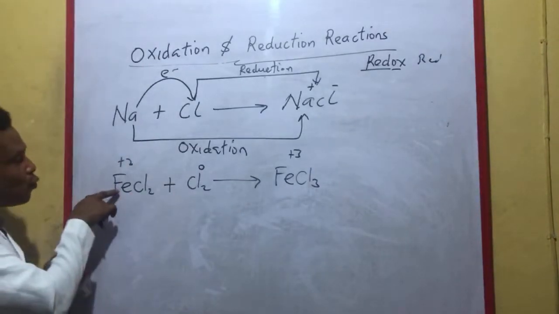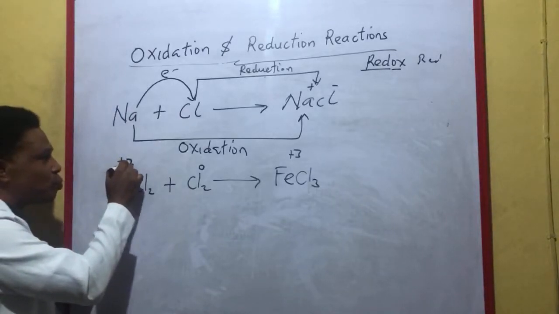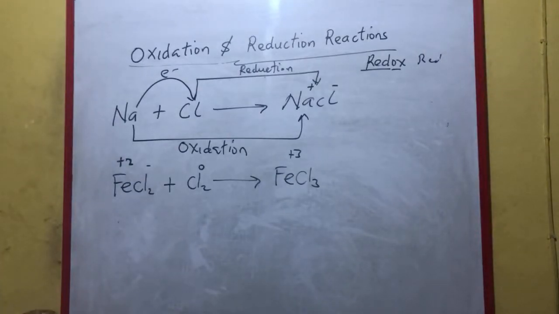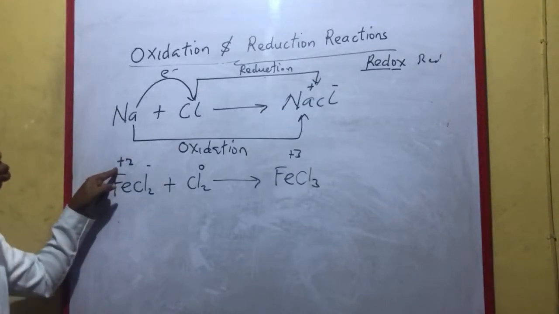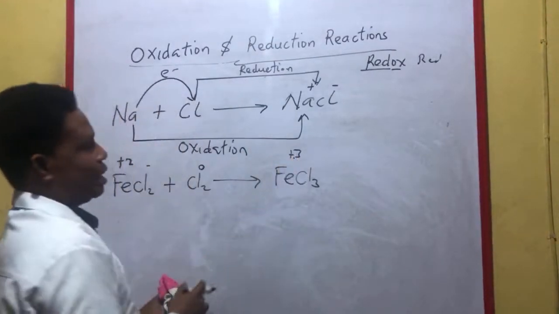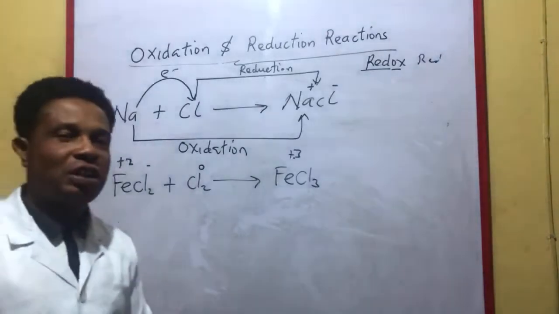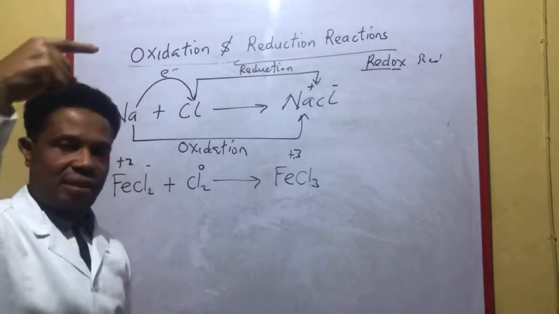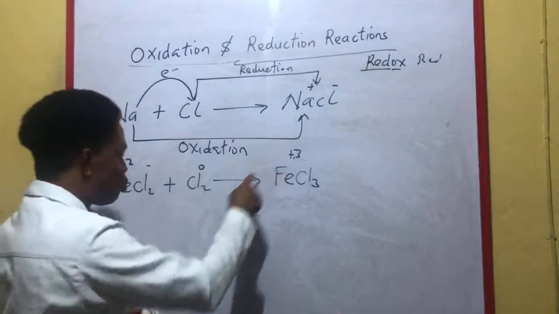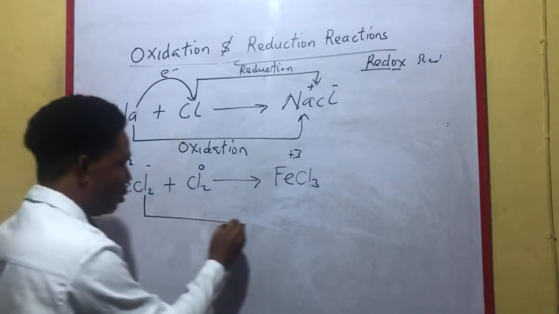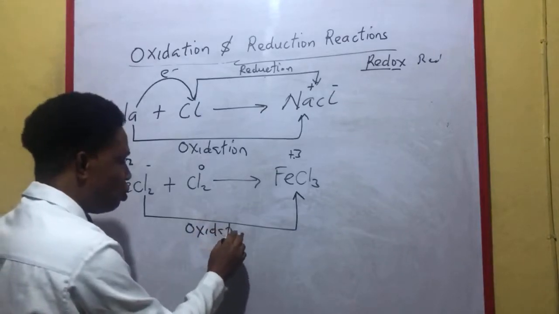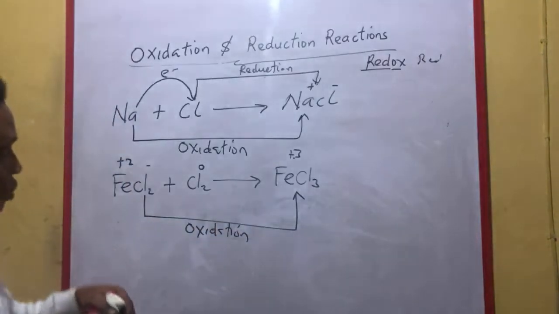But the oxidation number of iron here is plus 2, while that of chlorine here you can see is minus. Okay, but iron is plus 2. So iron is going from plus 2 to plus 3. And we said that oxidation is an increase in oxidation number. So there is an increase here. It's going from plus 2 to plus 3. So I can say that iron is undergoing oxidation. So this is an oxidation reaction.